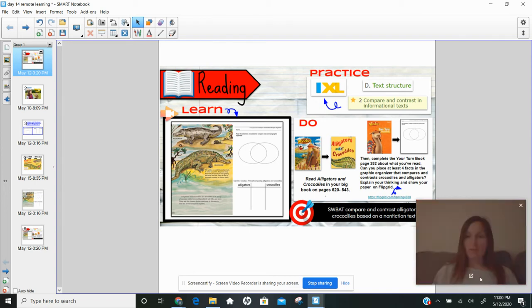We're going to be comparing and contrasting alligators and crocodiles based on a nonfiction text about alligators and crocodiles, and that's the name of this text. You're going to be working on comparing and contrasting informational text under text structure in IXL. And then you're going to finish reading the story and filling in this graphic organizer, and then work out on Flipgrid explaining how you were able to fill in the graphic organizer.